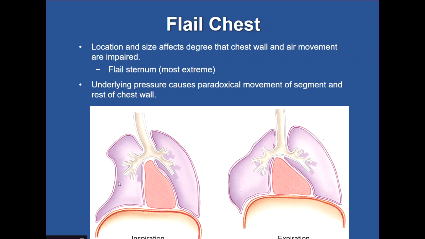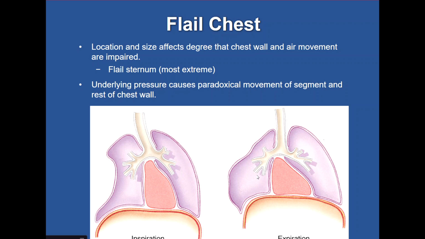So that negative pressure acts on that flail segment, and while everything else is moving up and out, that flail segment moves in, so it's moving opposite of the rest of the chest, and that decreases the air volume that lung is able to take in. On expiration, it does the opposite.